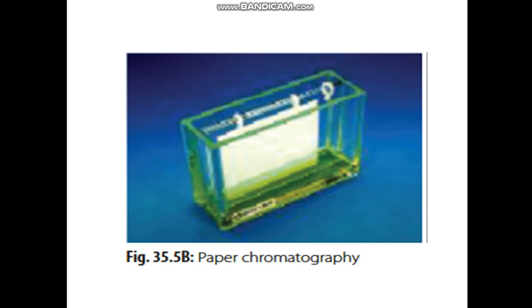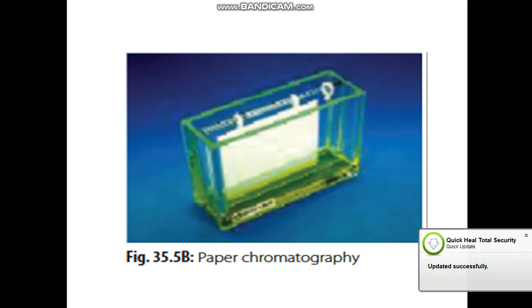In the ascending chromatography, the paper is placed in a glass trough containing the solvent which ascends up the solid support medium. The components of the mixture to be separated are carried up with the solvent. The distance to which each component moves up depends on the partition coefficient. The time taken in this process is 14 to 16 hours.